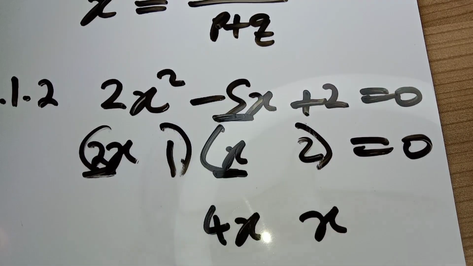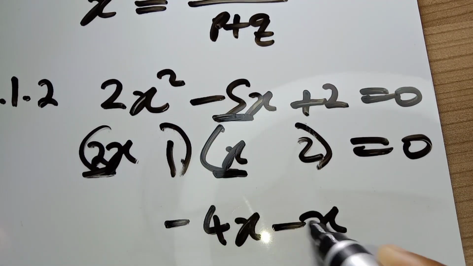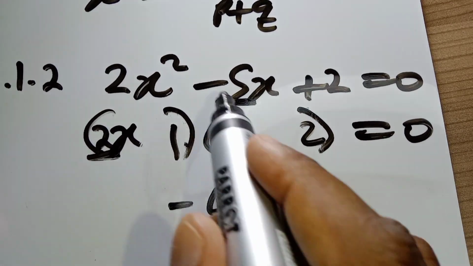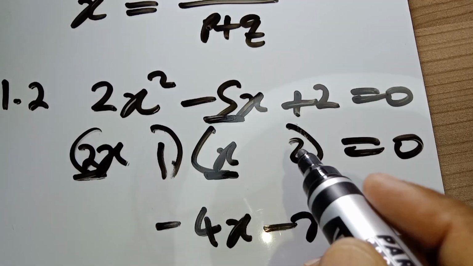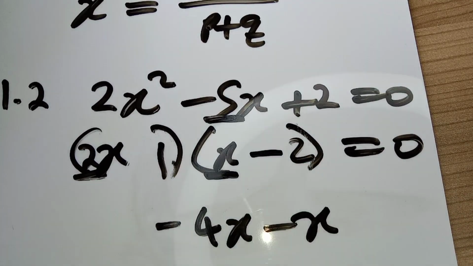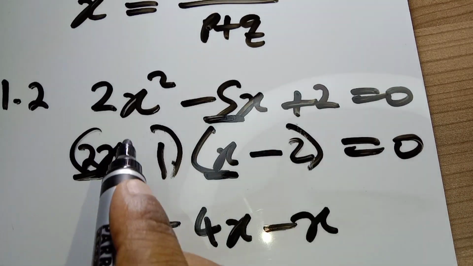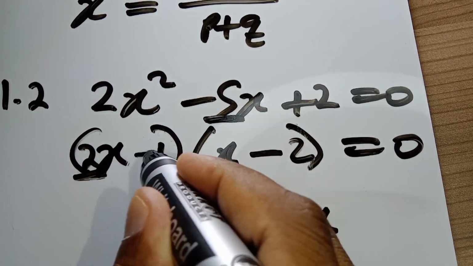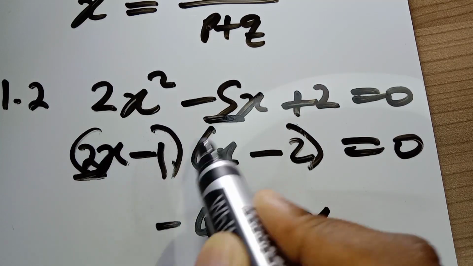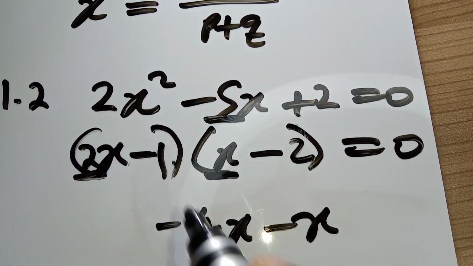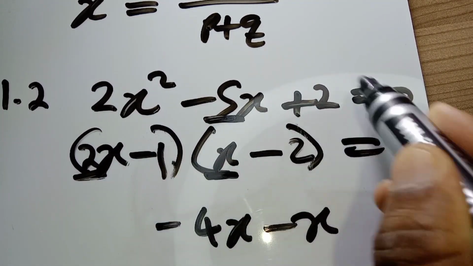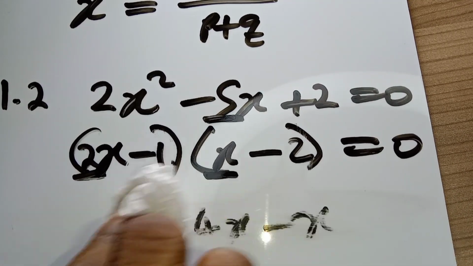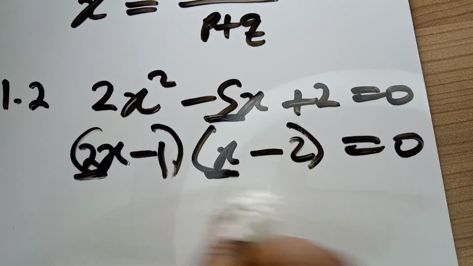But since here we need negative, then it means here we must have negative and negative. Negative 4x subtracting x, we are going to have negative 5x. Then it means here our 2 should be negative, because 2 multiplied by negative 2, you're going to get negative 4. Then even here we should have negative 1 multiplying x, there we're going to have negative x, and negative 2 multiplied by negative 2, we're going to have positive 2. Then it means we have factorized it correctly there.